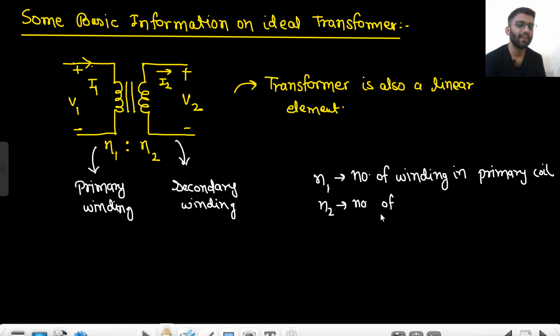Like EC students don't need to study this topic very deeply. Electrical students will study this topic very deeply in electrical machines, but we don't need to study it very deeply. Okay. So what is N2? N2 is the number of windings in the secondary coil.